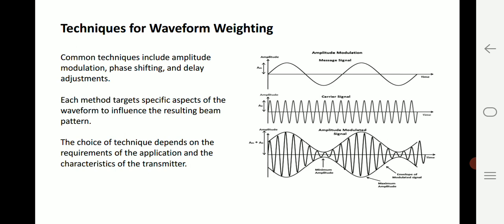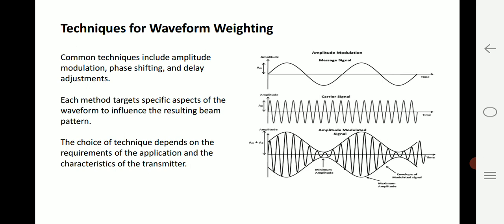There are different techniques for waveform weighting. One of the techniques is modulation. By seeing a picture, we already know what modulation is. This picture depicts amplitude modulation. The first waveform is the message signal, the second waveform is the carrier signal, and the message signal has low frequency and the carrier signal has very high frequency.